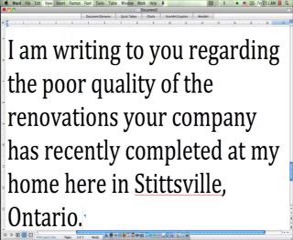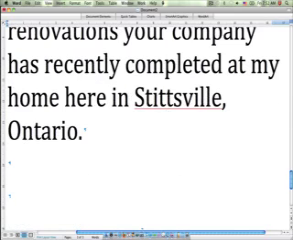Okay, I am writing to you regarding the poor quality of the renovations your company has recently completed at my home here in Stittsville, Ontario. So that is the entire first paragraph. It's only one sentence long, and it just says our purpose for writing the letter. Now, in this second paragraph, we're going to get into the details.